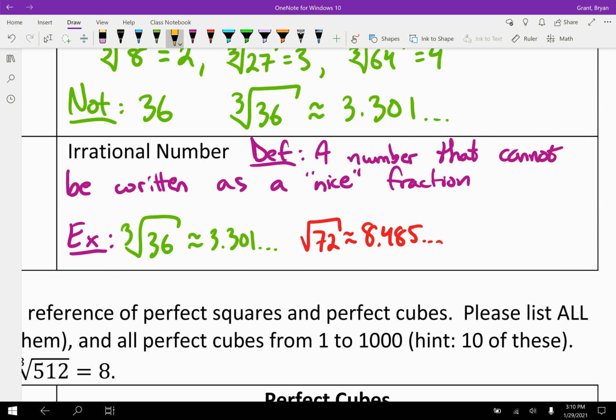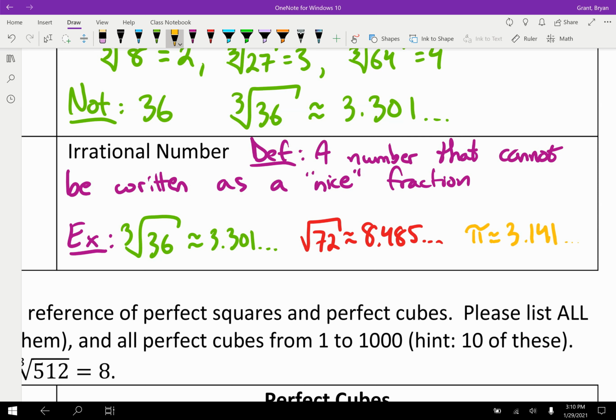We use a Greek letter to represent this. Do you remember it? Hopefully you're all jumping up and down saying pi, and hopefully your parents go and make you some pie. But you're right. The other irrational number that you probably know is pi, 3.141, so on and so forth.